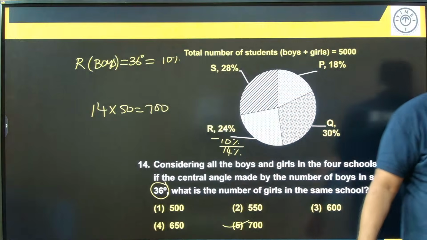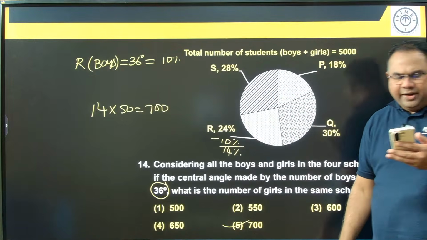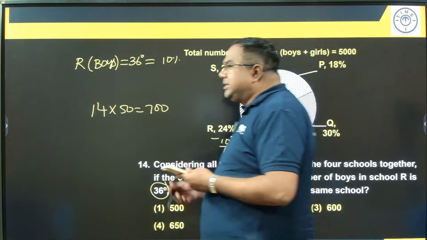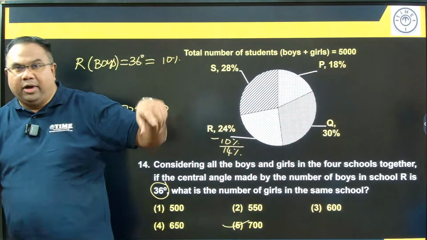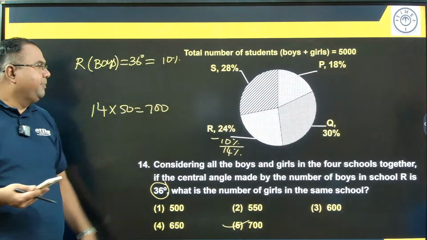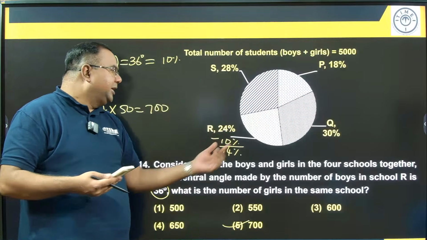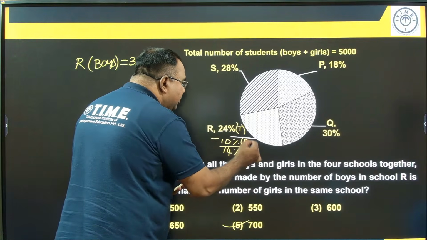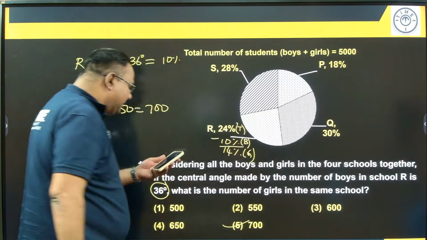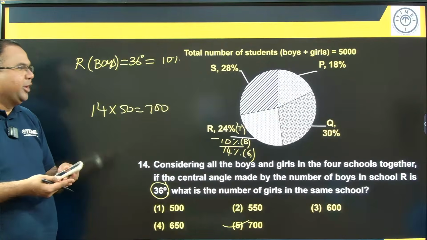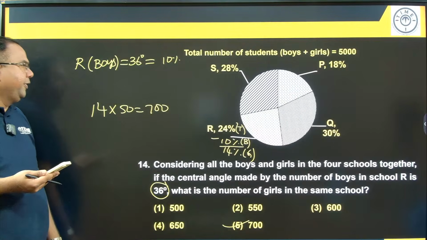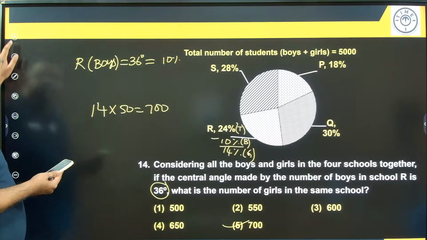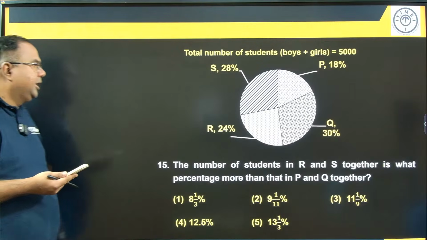It is 700, CPU. It's not 500, it is 700. Boys 36 degrees in total out of all these values. 36 degrees is 10%. R total 24%. Boys are 10%. So if you subtract, girls should be 14%. So, you made a mistake. Okay, fine CPU. Right. 14 into 50, it has to be 700. Good.